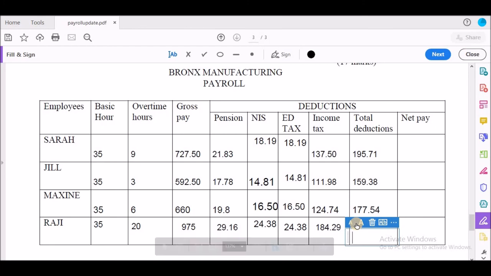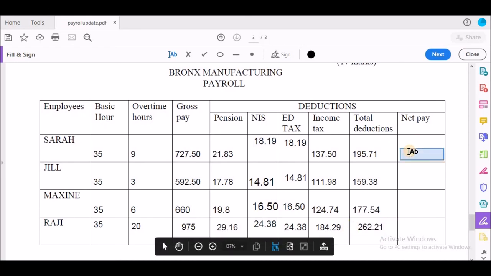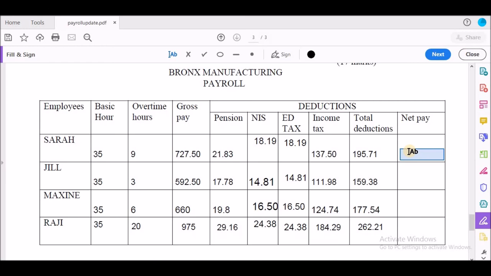Alright, so $29.16, and then we have $24.38 plus $24.38 again plus 184.29. And I got 262.21. Correct. So net pay now is going to be total gross pay less total deductions.